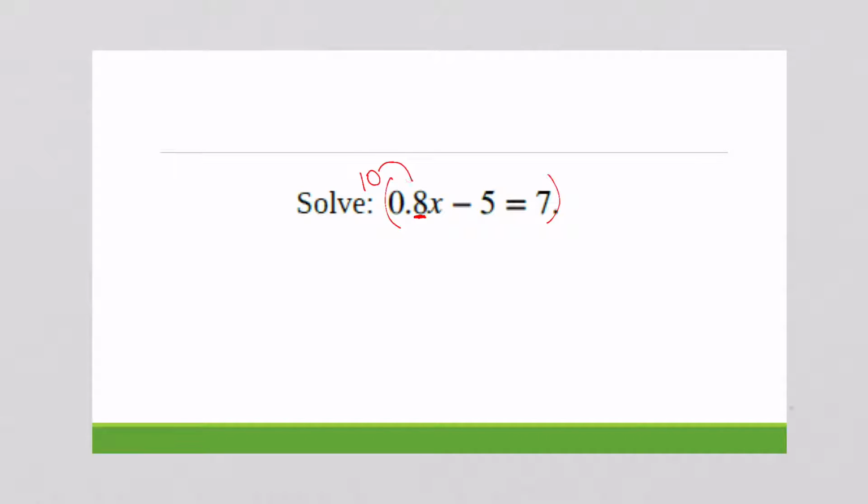So now I'm going to distribute a 10 times every term. 10 times 0.8 gives me 8x. 10 times -5 gives me -50. And 10 times 7 gives you 70. Now, you might be asking yourself, did I really do myself any favors here? Because now I have huge numbers, and you're absolutely right about that. But some people really hate dealing with the decimals. Could you have just added 5 to both sides and then divided by 0.8? Yep, you sure could have. But if the decimal bothers you, you can also get rid of it. So the next step to this would be adding 50.